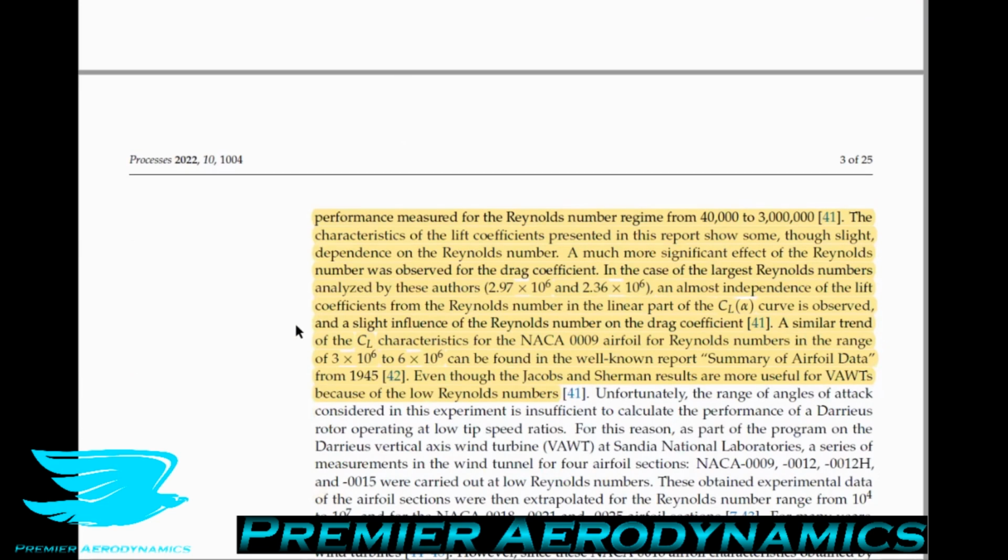The characteristics of the lift coefficients presented in this report show some, though slight, dependence on the Reynolds number, and that's well known today. Like, we know that the Reynolds number does significantly influence the aerodynamic characteristics of an airfoil. But back in 1937, they were still just finding this out. This was really cutting edge. A much more significant effect of the Reynolds number was observed for the drag coefficient. In the case of the largest Reynolds numbers analyzed by these authors, so 2.97 million and 2.36 million, an almost independence of the lift coefficient from the Reynolds number in the linear part of the CL alpha curve is observed, and a slight influence of the Reynolds number on the drag coefficient is seen as well.